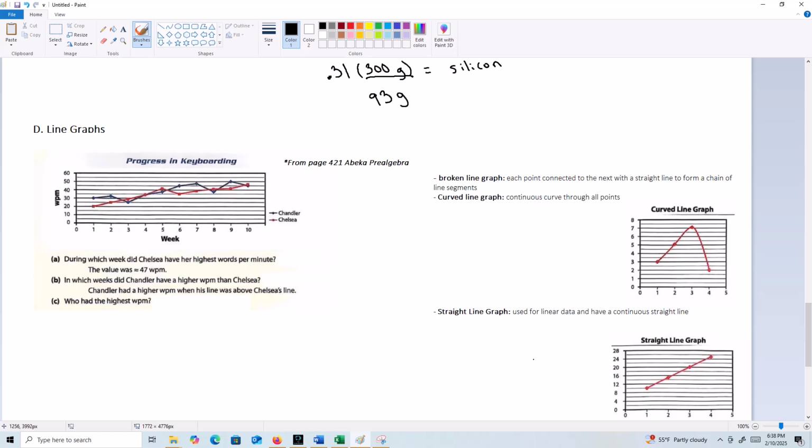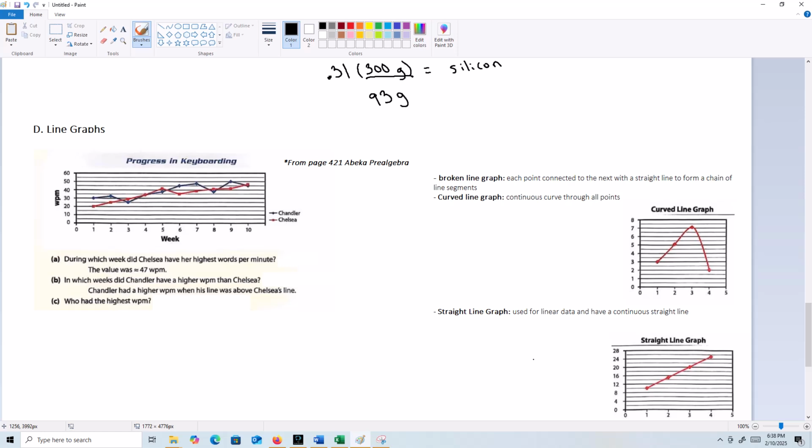All right, line graphs are the last thing. Yay! Progress in keyboarding. And I've got to be honest with you, I have not even read through this. I just copied it and pasted it onto my screen because the previous had taken so very, very long.